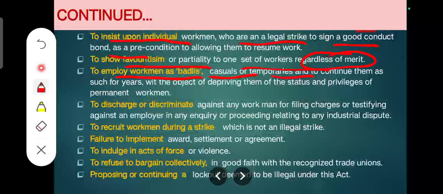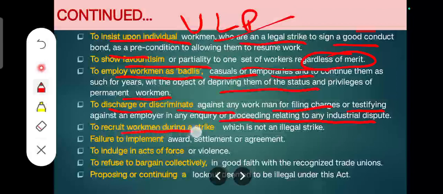So they want to deprive them from the benefits of being regular workers. This is an unfair labor practice. To discharge or discriminate any worker for filing charges, for testifying, as the workers have to conduct various tests. Some are paying the fees for tests, some are not paying. So you are discriminating them. Or due to any inquiry or any dispute going on, this will be called an unfair labor practice.